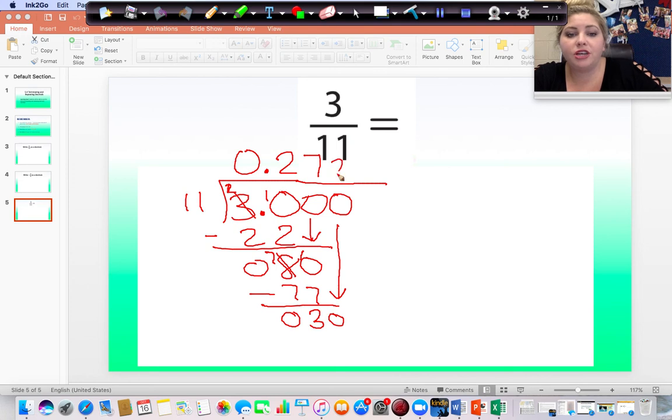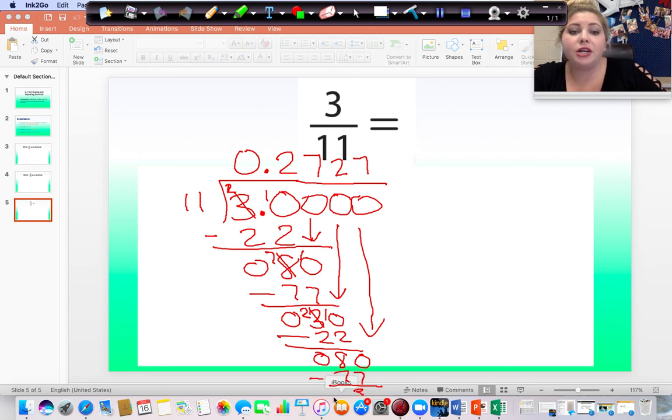Annex a 0 and bring it down. 11 goes into 30 2 times. 2 times 11 gives me 22. Subtract. We cannot take 2 from 0, so we need to borrow. 10 minus 2 gives me 8. 2 minus 2 is 0. Annex the 0 and bring it down. 11 goes into 80 7 times, and 7 times 11 is 77. When we subtract, we get 3.